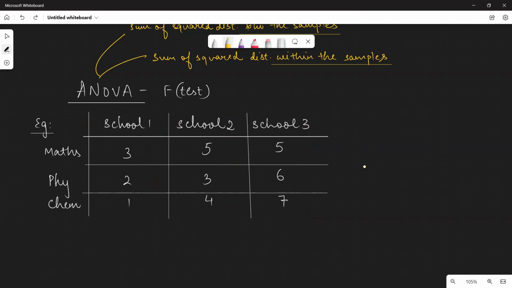Similarly, when I say sum of square distances between the samples, what would that mean? With 3 samples, between means maybe between school 1 and 2, between school 2 and 3, between 1 and 3, something like that. So between the samples and within the samples, these are the 2 things that we calculate in case of ANOVA.